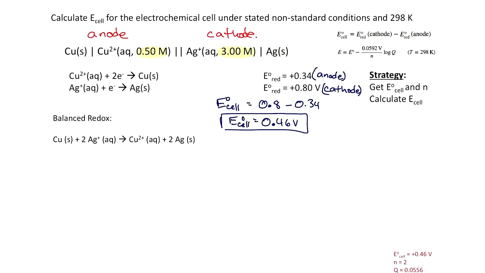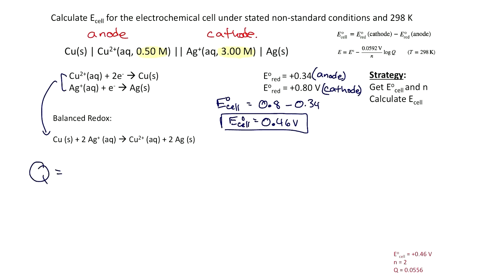We have to use the Nernst equation, so we need to calculate Q. All right, but I give you concentrations, I don't give you a balanced chemical reaction, so it's up to us to recognize what the balanced chemical reaction is so we can calculate Q, products over reactants. So I just did the flipping for you. I noticed copper is my anode, silver is my cathode, so here's my silver reaction. I flipped the copper reaction, so that is my balanced redox reaction.